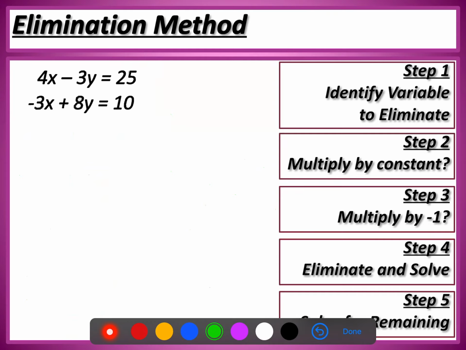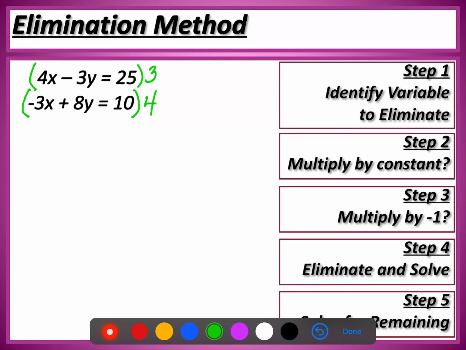Okay, so really in this situation, you can choose whichever variable you want. I like to choose the variable with the smaller coefficients, so I'm going to go with x. All right, so if I have a 4 and a 3, and it's working to my benefit currently that they have opposite signs, because remember we need those to cancel. What is the least common multiple for 4 and 3? It's a 12. So I'm going to multiply the top equation by 3 and the bottom by 4.